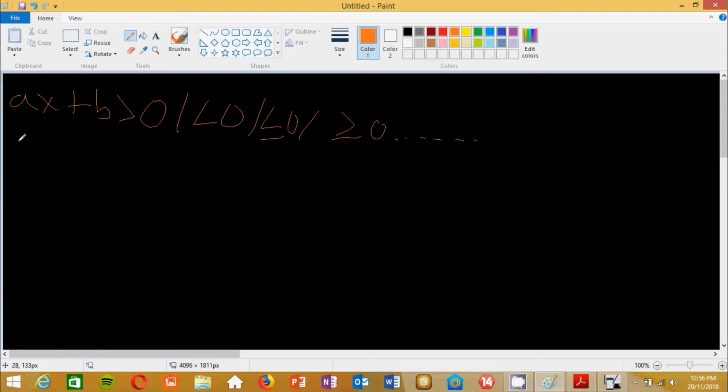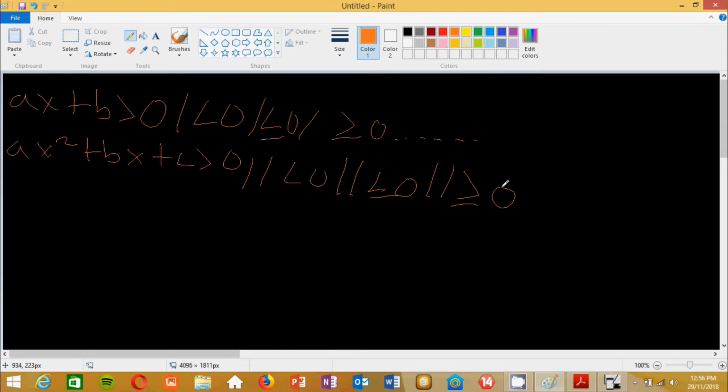Now, quadratic inequalities are inequalities in the form of ax squared plus bx plus c is greater than 0, or less than 0, or less than or equal to 0, or greater than or equal to 0. Any of these signs here. The importance that I'm trying to make is of the sign. It can be greater than, less than, less than or equal to, or greater than or equal to.